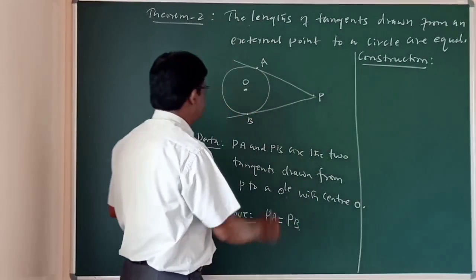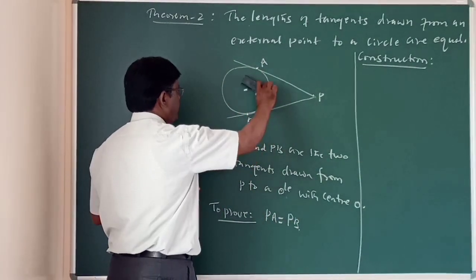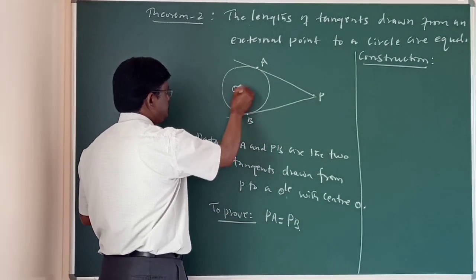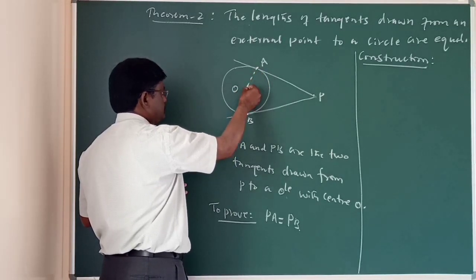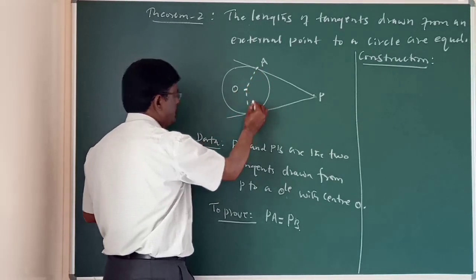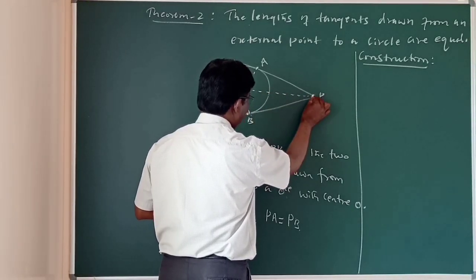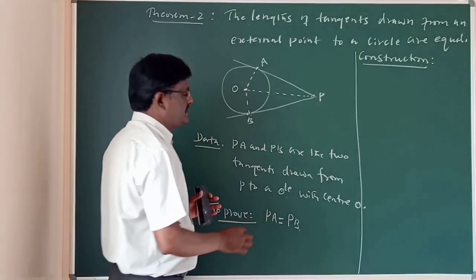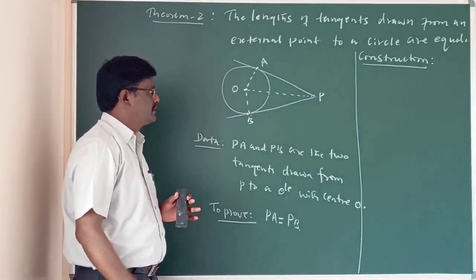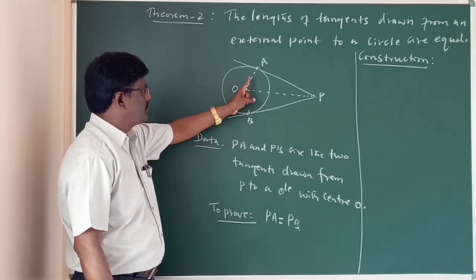Let us join OA, OB and OP just to distinguish the construction from the given. Better, let us draw by dotted line.